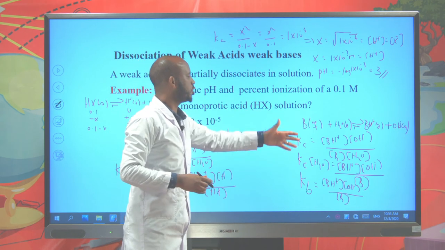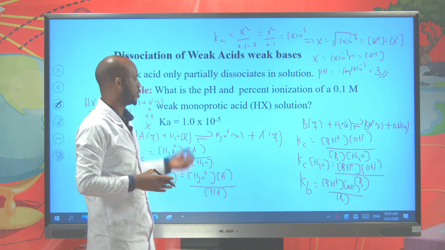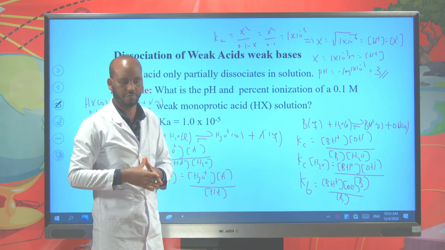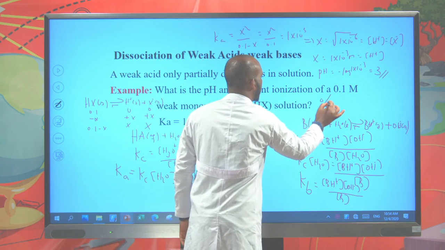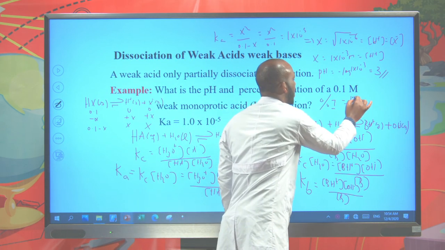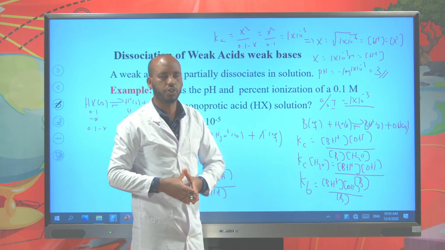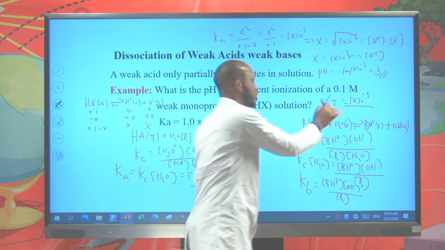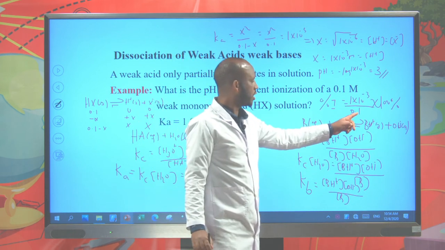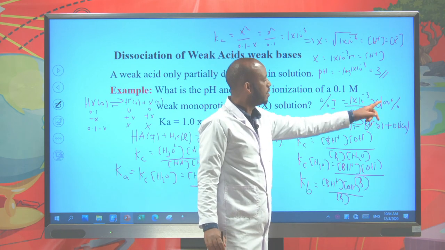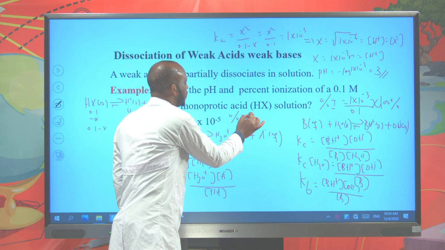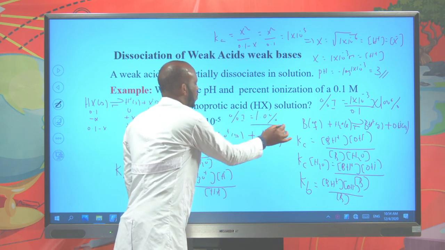What is the percent ionization of this acid? HX has a concentration of 0.1 molar and an acid dissociation constant of 1 times 10 raised to minus 5. As we said, percent ionization equals the amount dissociated, which is x, 1 times 10 raised to minus 3, divided by the initial concentration of the acid, which is 0.1, times 100%. 0.1 is 10 raised to minus 1, so this becomes 10 to the power of 3 times 10 raised to minus 3. The percent ionization of this acid equals 1%.